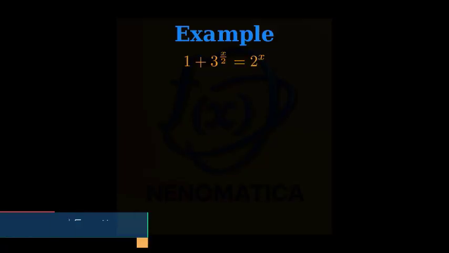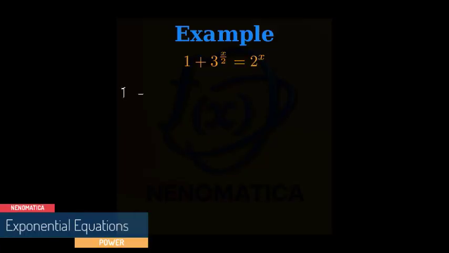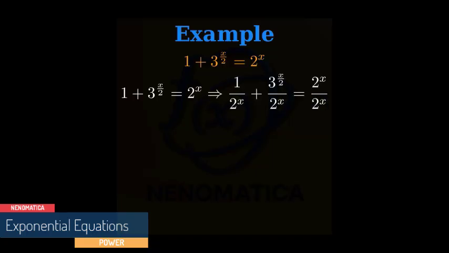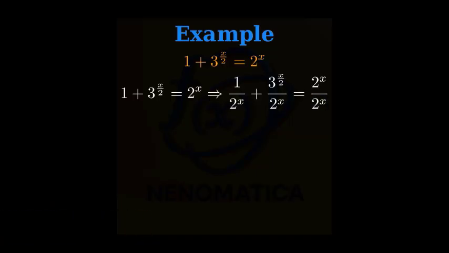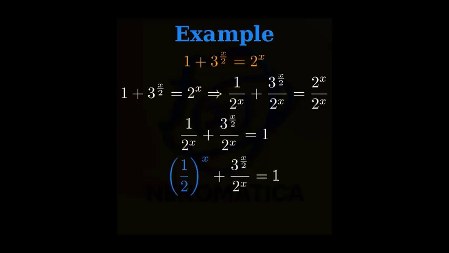In this video, we're going to solve an exponential equation. Let's look at our example. To solve this exponential equation, we'll start by dividing all terms by 2 to the x power. This will help us simplify the right side of the equation. On the right side, 2 to the x divided by 2 to the x equals 1. For the left side, let's rewrite the fractions. 1 divided by 2 to the x can be rewritten as 1/2 to the power of x.